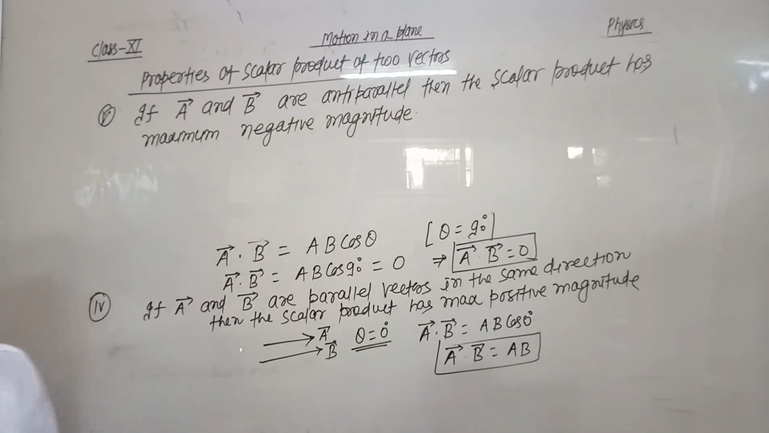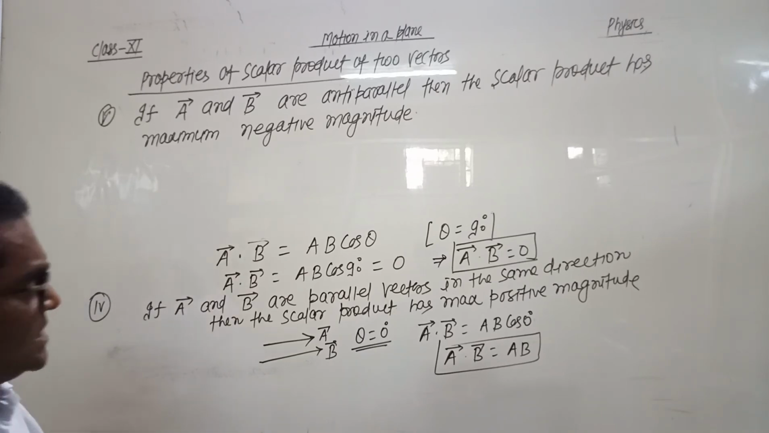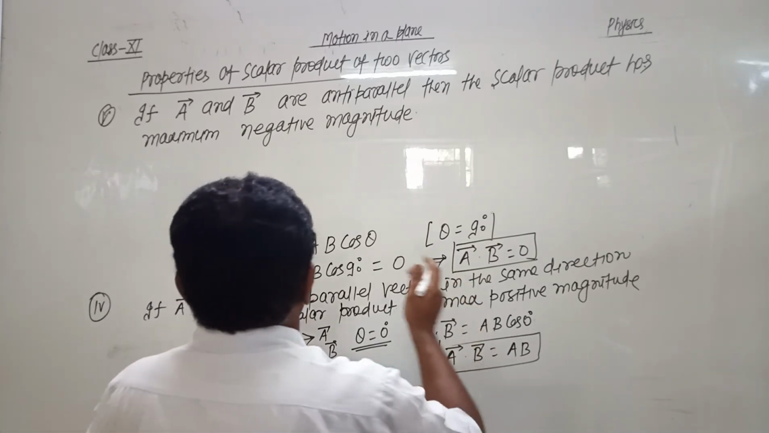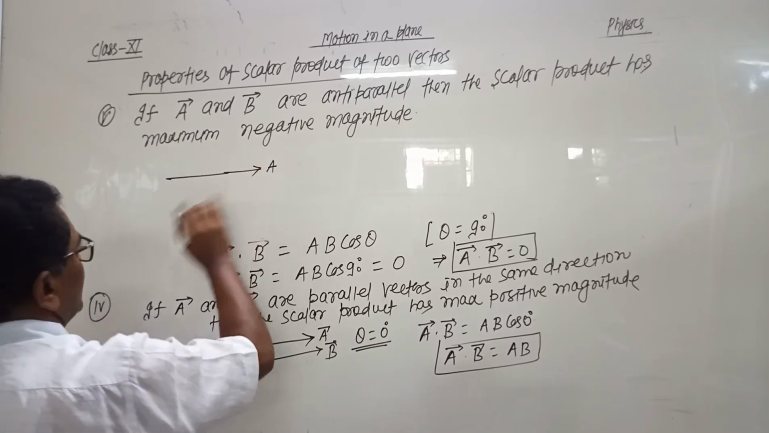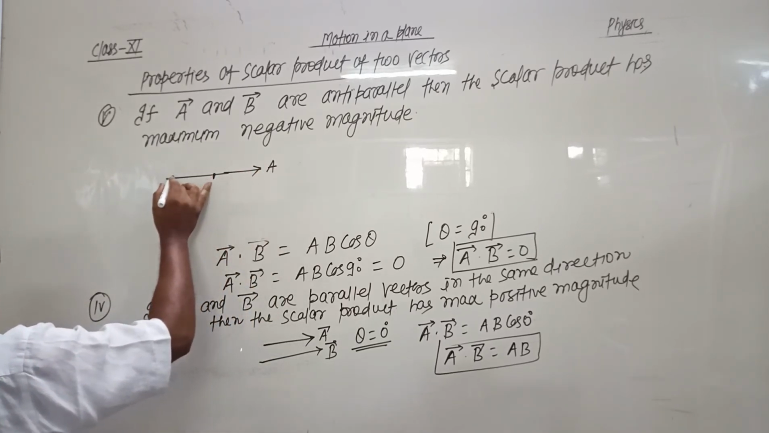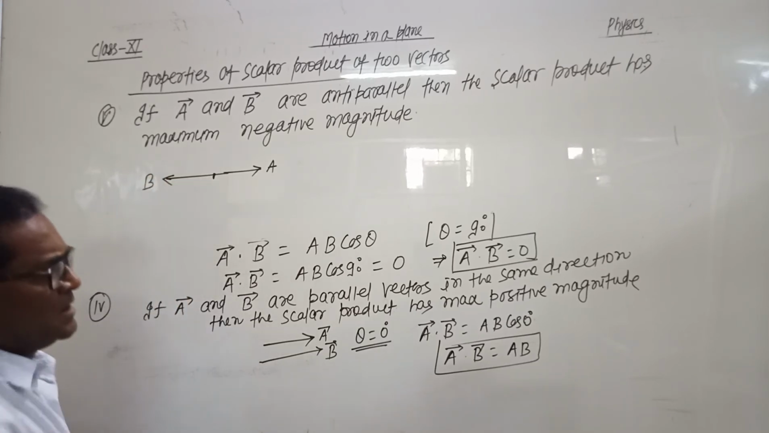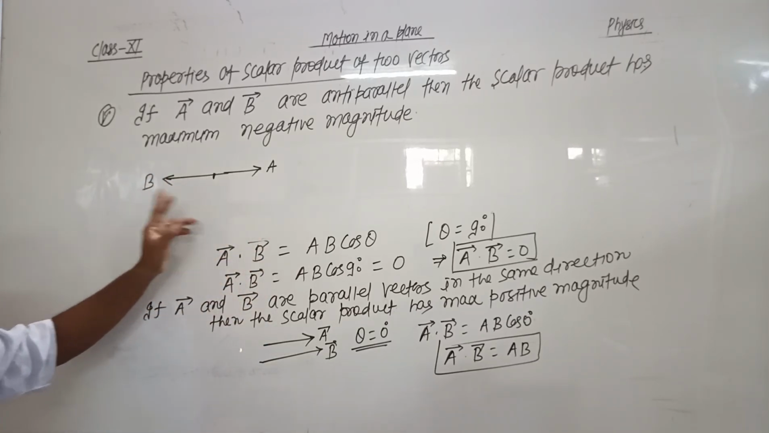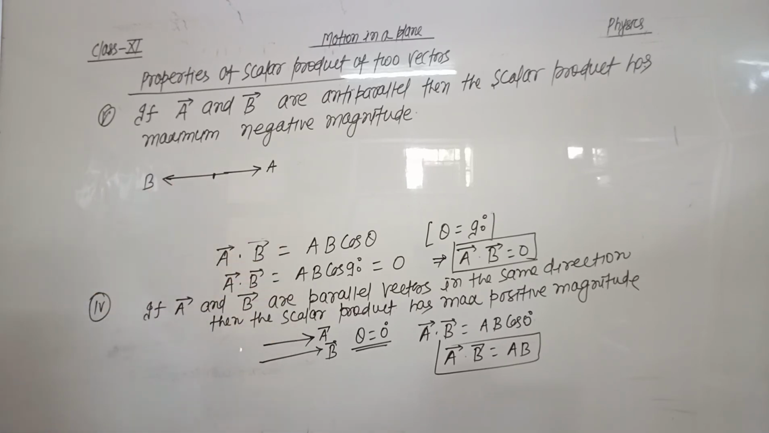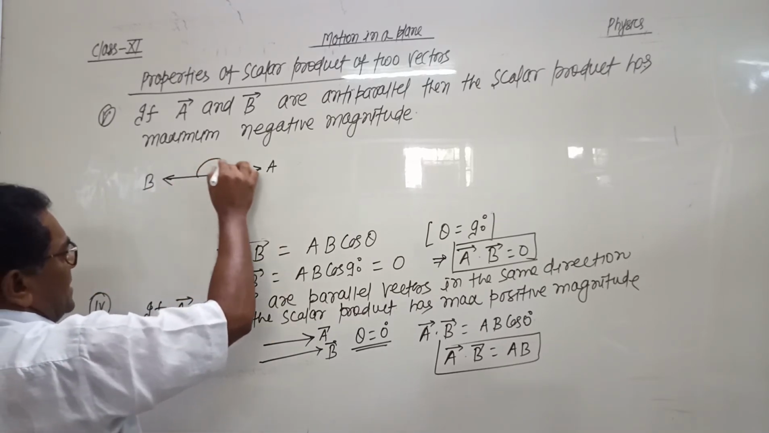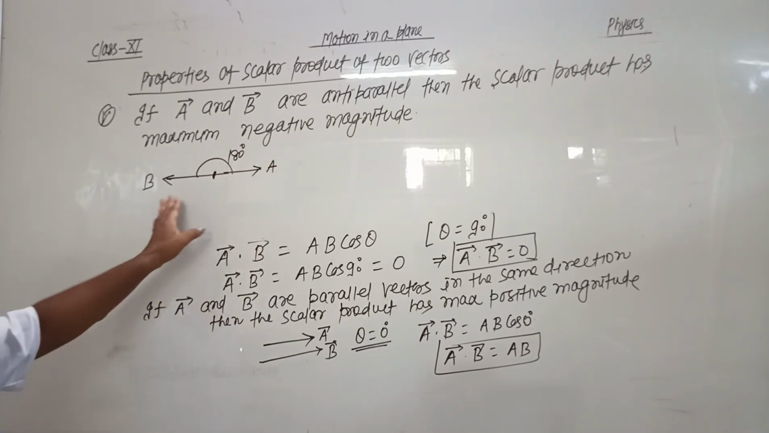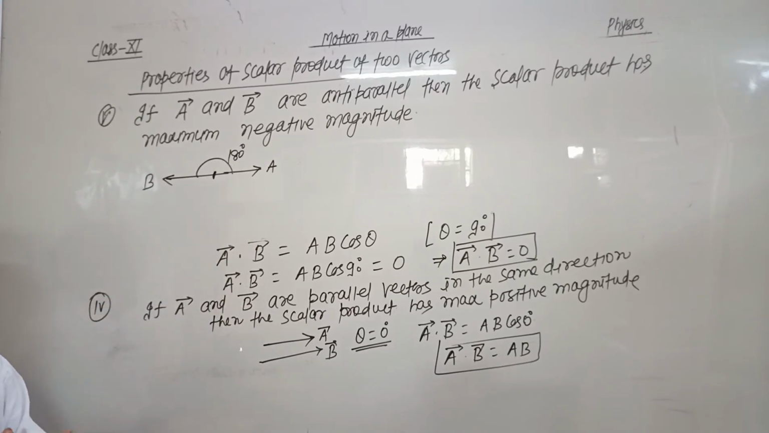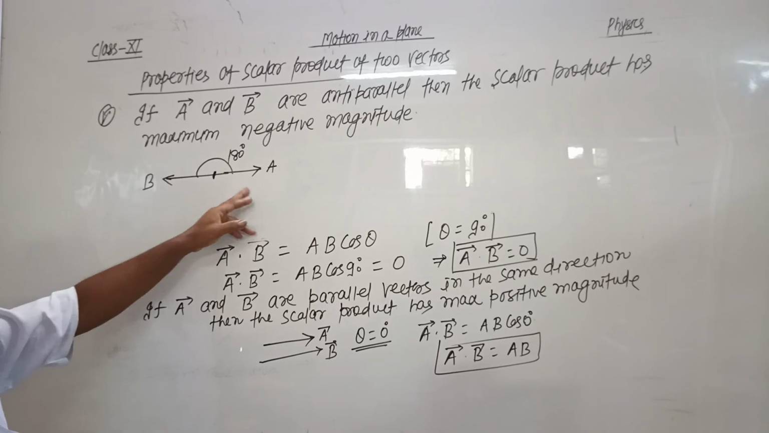If two vectors A and B are anti-parallel, then they have maximum negative magnitude. For example, if there are two vectors, vector A and another vector B, and they are anti-parallel, it means the angle between them is 180 degrees. When the two vectors are directly opposite to each other, they are called anti-parallel.